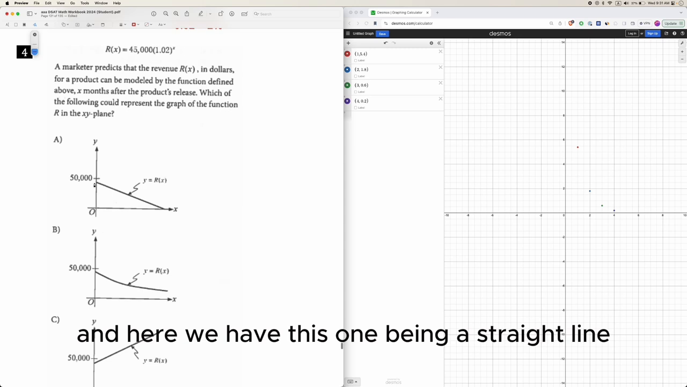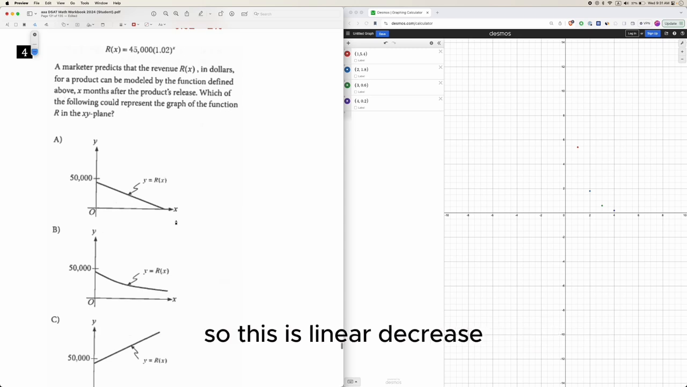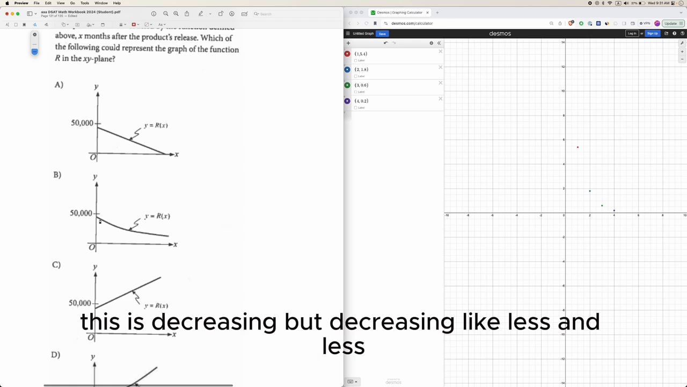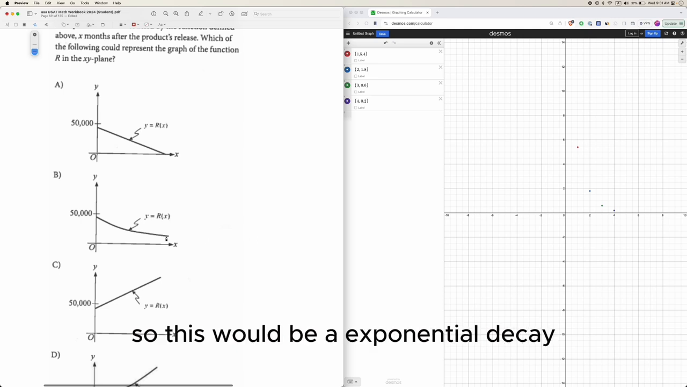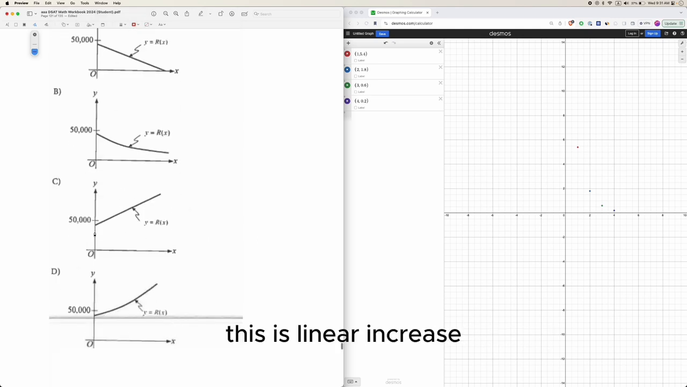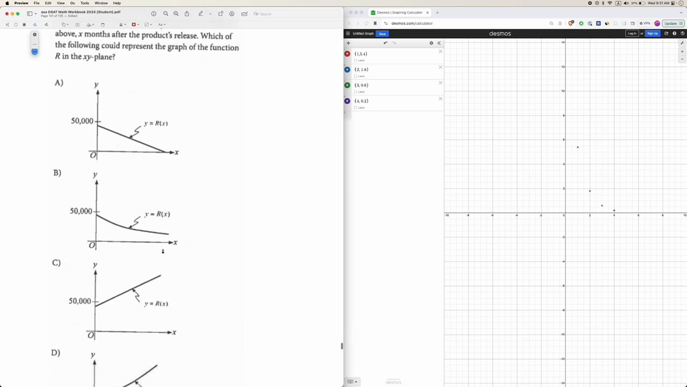And here we have this one being a straight line, so this is linear decrease. This is decreasing, but decreasing less and less. It kind of dragged on. So this would be an exponential decay. This is linear increase, and this is exponential increase.